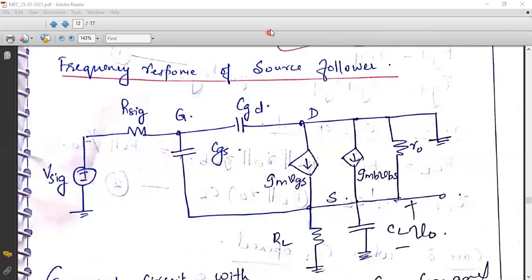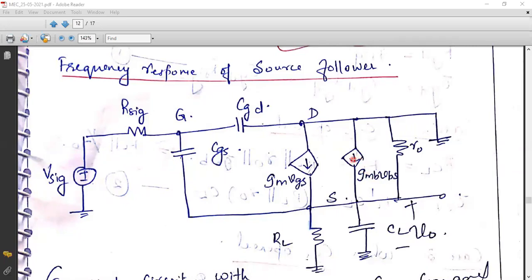As of now, whatever resistances we have between the ground and the source terminal, we will have R0, right? Then RL is also between the source and ground. You can see RL is between source and ground, and R0 is also between source and ground. So in the place of this current source, we are having 1 by GMB as a resistance, because I'm eliminating this current source and replacing it with a fixed resistance.